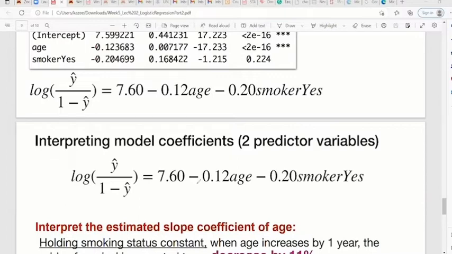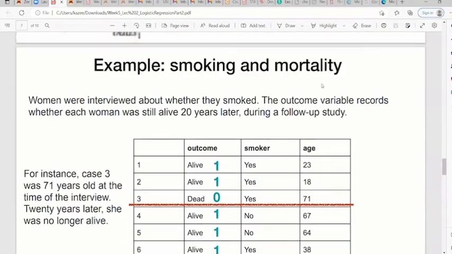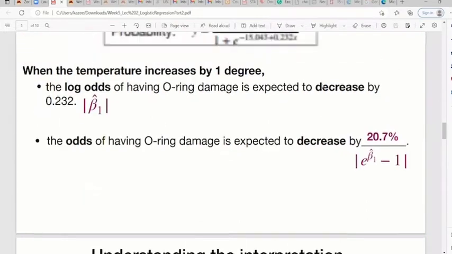So the log odd of being alive decreases. Okay, look at the way I said it. I'm going to say that again. I think I'm going to take you back a little bit for you to be able to understand what I'm trying to talk about. Now I'm going to take you back. Now take a look at this.